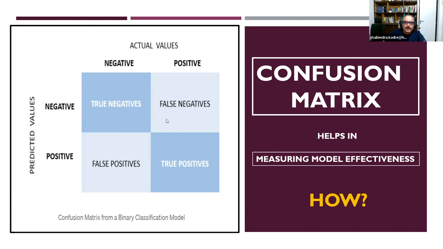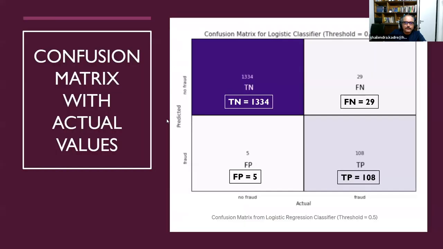Then there are some simple definitions related to it. Suppose you see the values: true negative is blue and true positive is this creamish color. True negative is 1334, true positive is 108, false negative is 29 and false positive is 5. False positive and false negative we want to minimize, because these are the wrong predictions by our model.